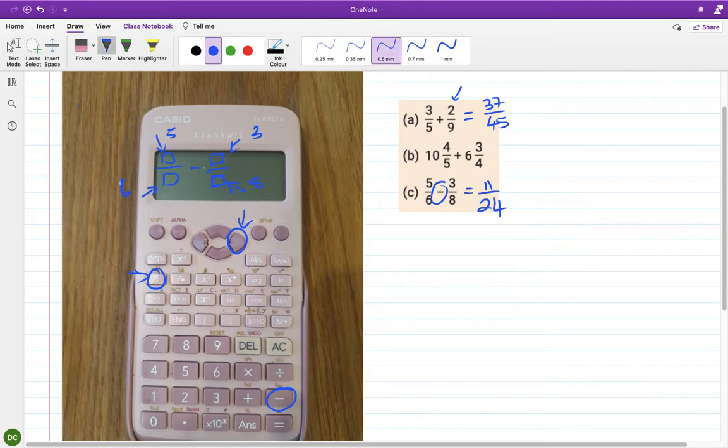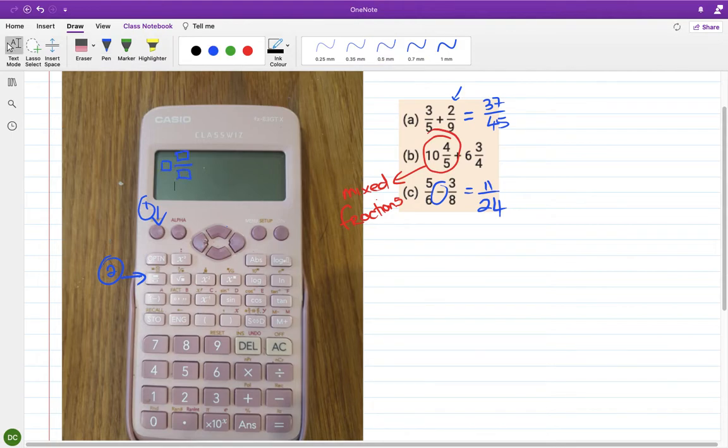Yeah? And then the last one here, well, it's actually the middle one, but I showed you how to type in these. Do you remember what these are called? So they're called mixed fractions. Yeah? Okay, so the way you type them in is you press your shift button before you press your fraction button. So you do this first and then you do this. And then that gives you up here a fraction, like a box, and then your fraction.